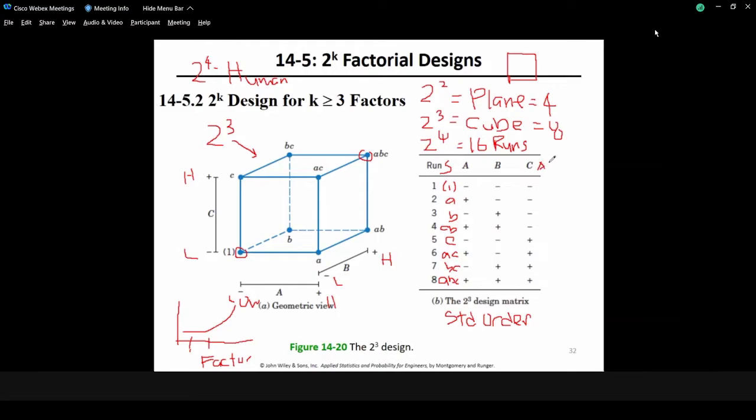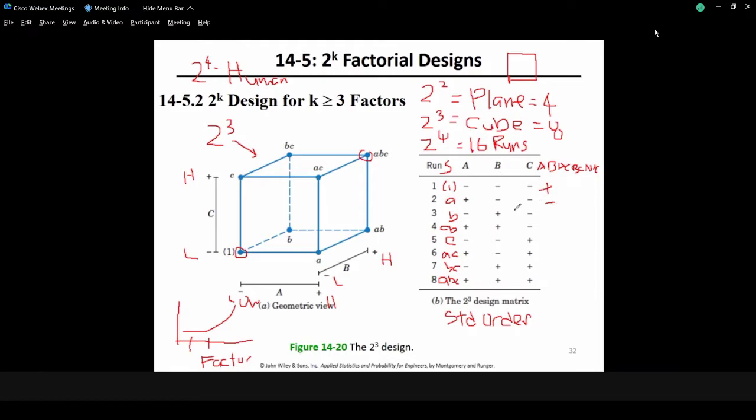A, B, A, C, A, B, A, C, B, C, and finally A, B, C. So for the AB interaction, you just multiply. AB, plus, negative. Just look at column A and multiply by column B.